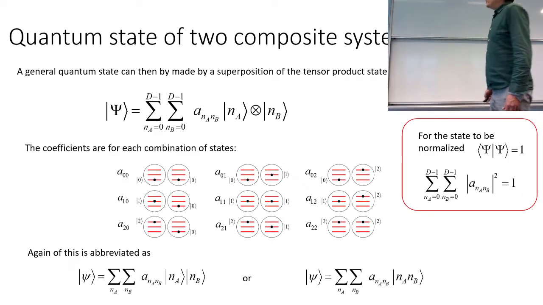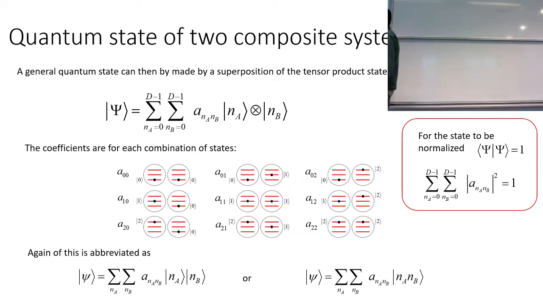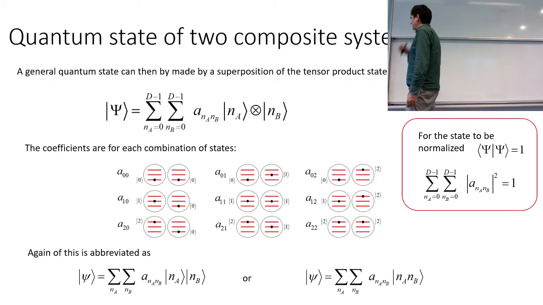Okay, so a general quantum state in this larger composite system is written like this. These 9 combinations that we just had are our basis vectors, and you can stick any coefficient you like in front of these basis vectors and make the superposition. It's as simple as that, and these coefficients have to be normalized as usual, just because it's a composite system.